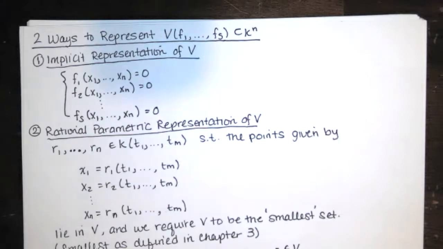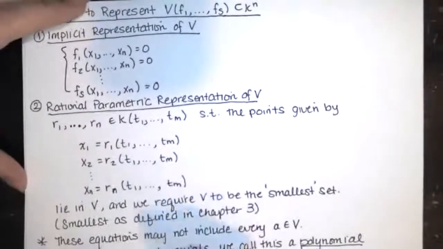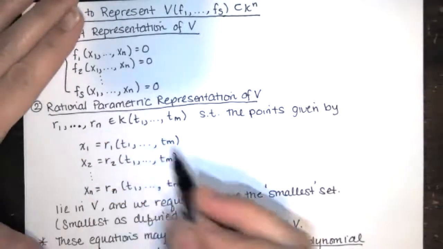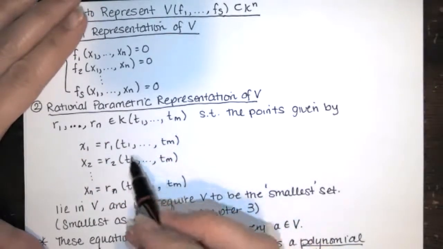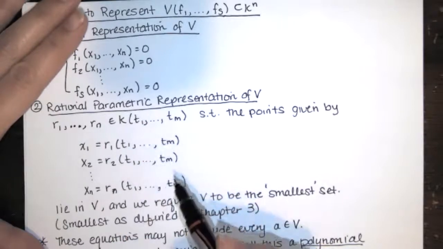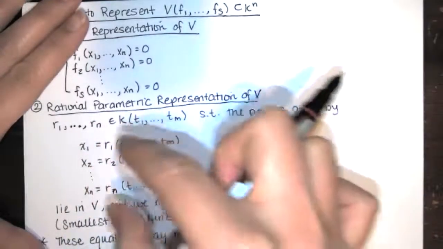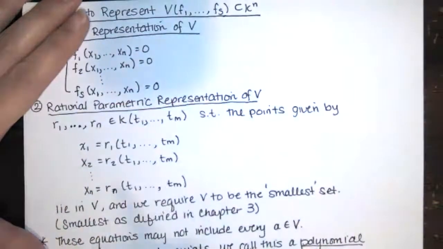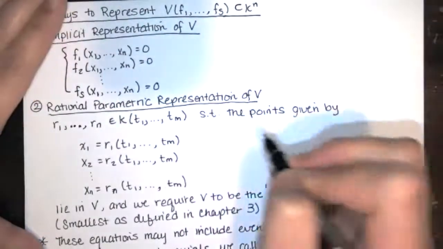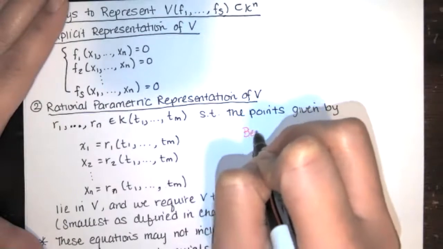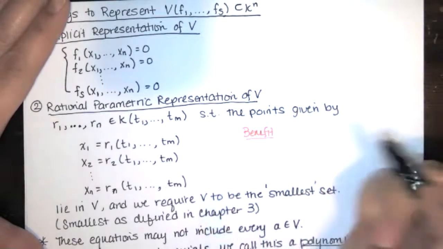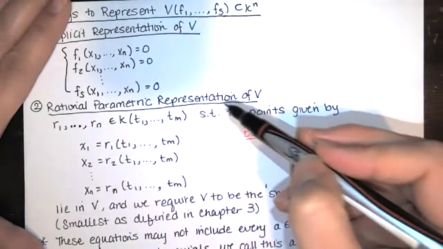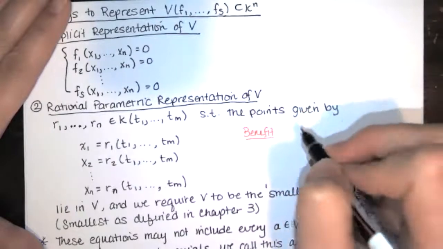One reason that we like the parametric representation of V is because this is very easy for a computer to graph. All it has to do is take on different values for t, and it plugs t into over here, and it gets these values, and then the computer is able to easily find the ordered n-tuples that satisfy these equations up here. So one benefit of this is that it makes V easy to graph.